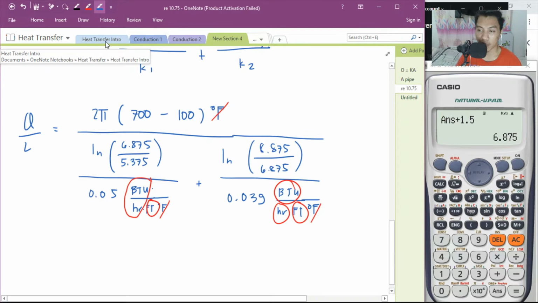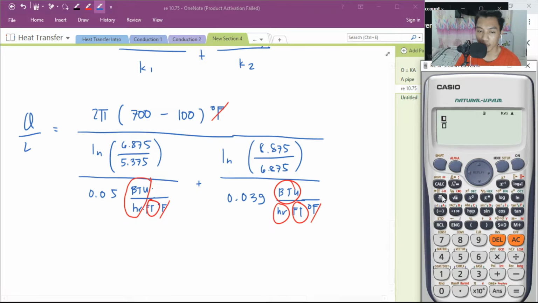So, let us solve the value. Kasya pa kaya sa calculator? Yes, kasya pa yan. 2 pi times 700 minus 100, 600 divided by, okay, class, pag kaya nyo pang i-mental, pwede nyo na i-mental. Huwag nyo na i-type sa calculator. 2 plus 2, i-calculator mo pa, di ba? Pwede na i-mental. Huwag nang ganun.